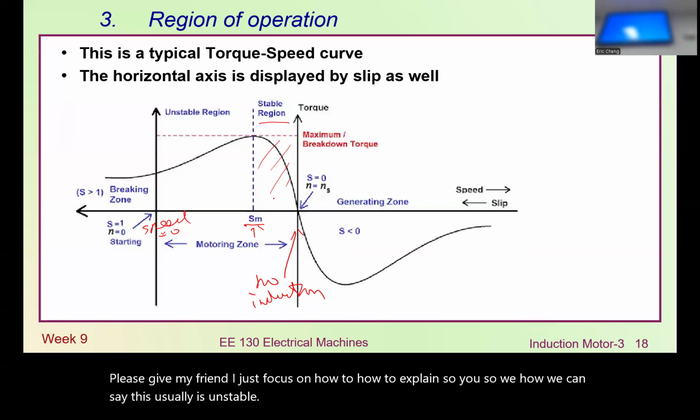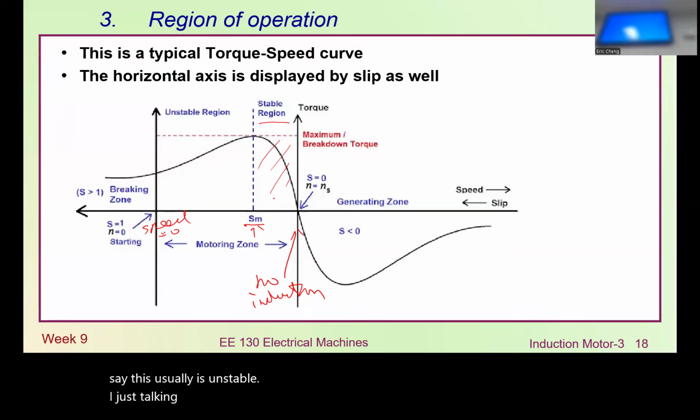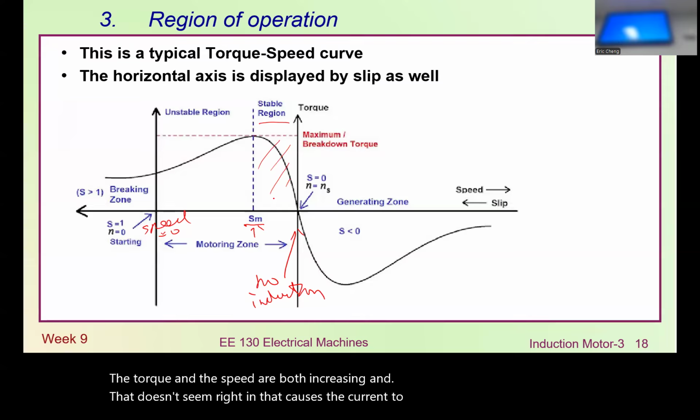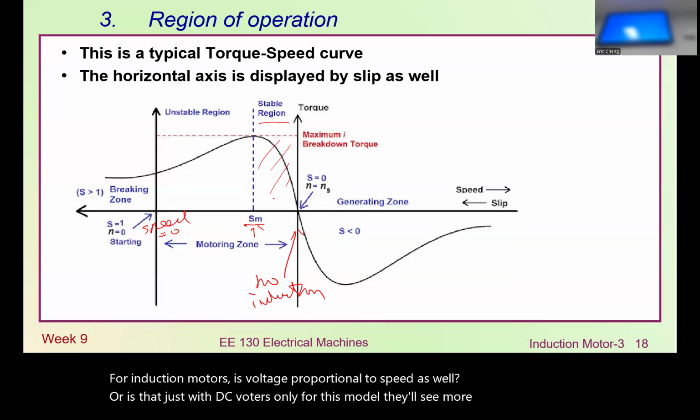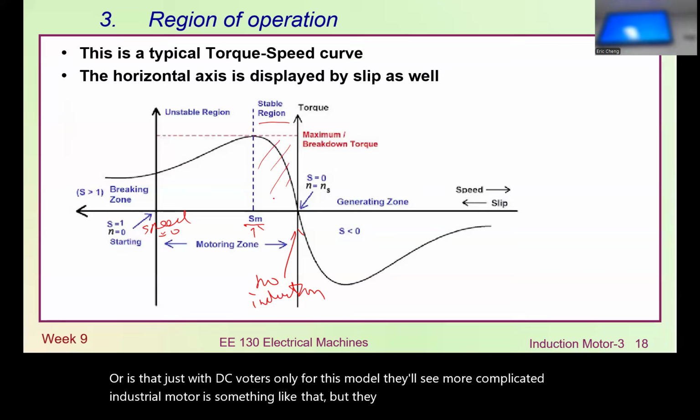I was talking to Matthew and we were saying that the torque and the speed are both increasing, and that doesn't seem right, and that causes the current to increase. And for induction motors, is voltage proportional to speed as well, or is that just with DC motors? Only for this motor. Okay. The speed is more complicated in an induction motor. It's something like that, but we don't say that.